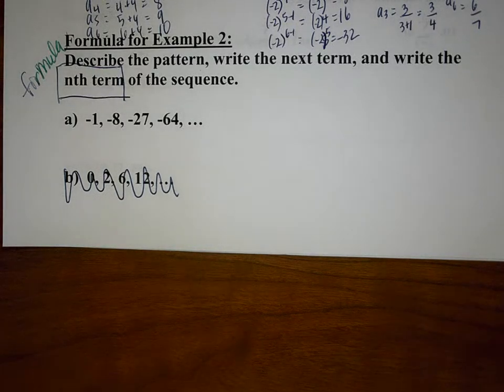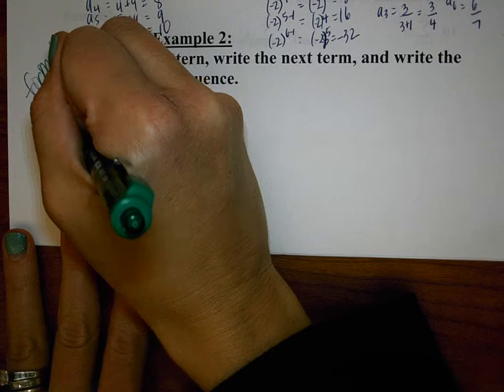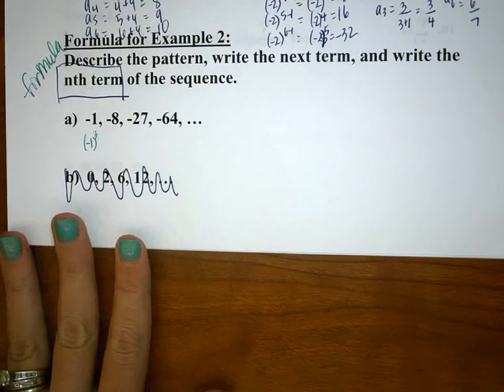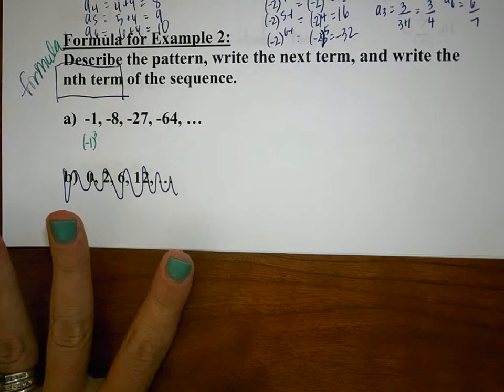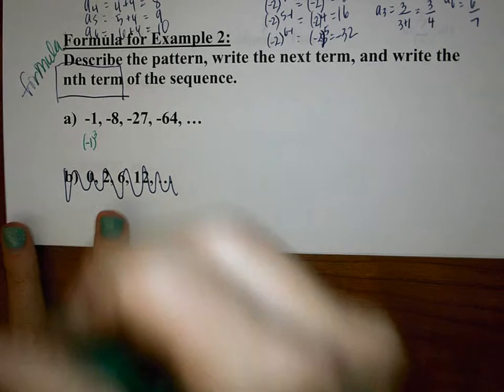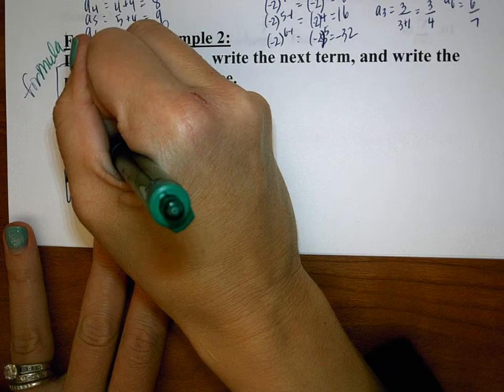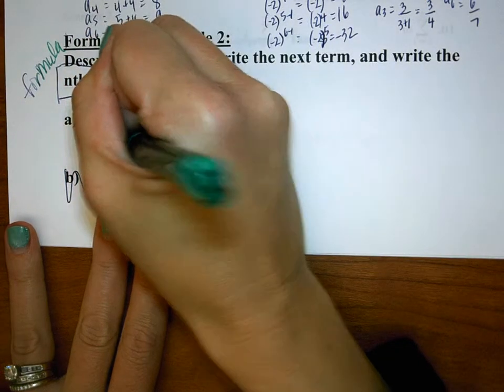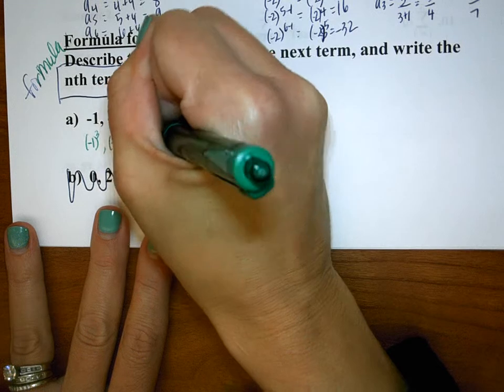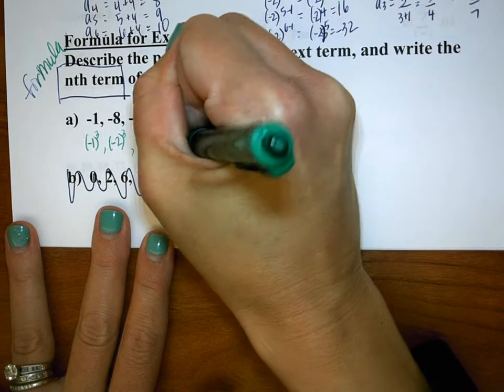Okay, so who thinks they have the right answer? Knows the pattern. Okay, Elton, what do you think? It's being cubed. Exactly. So do you know how you'd write your formula? Not sure? Okay, so if you notice, this is negative 1 to the third power, because when you have a negative to a third power, it stays negative, right? And negative 8 is going to be negative 2 to the third power. This is negative 3 to the third power. This is negative 4 to the third power.